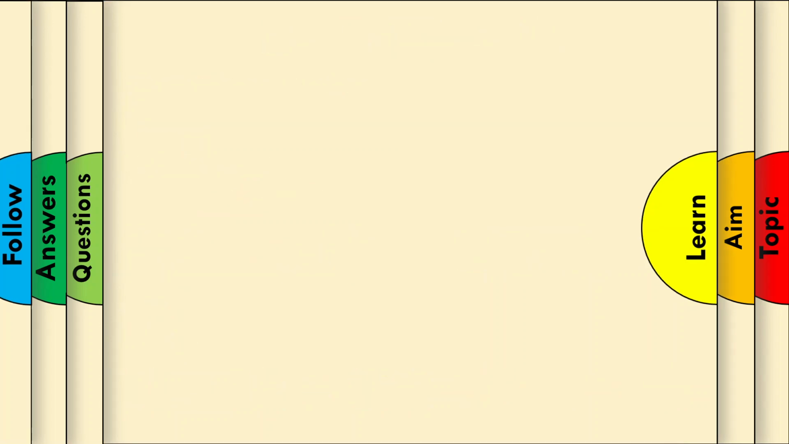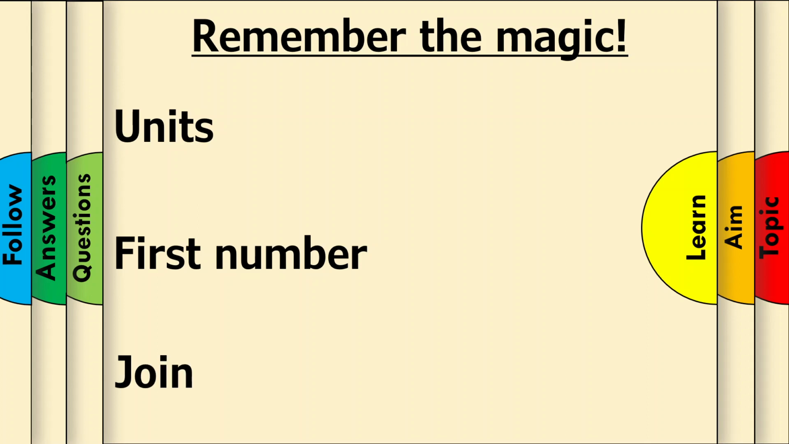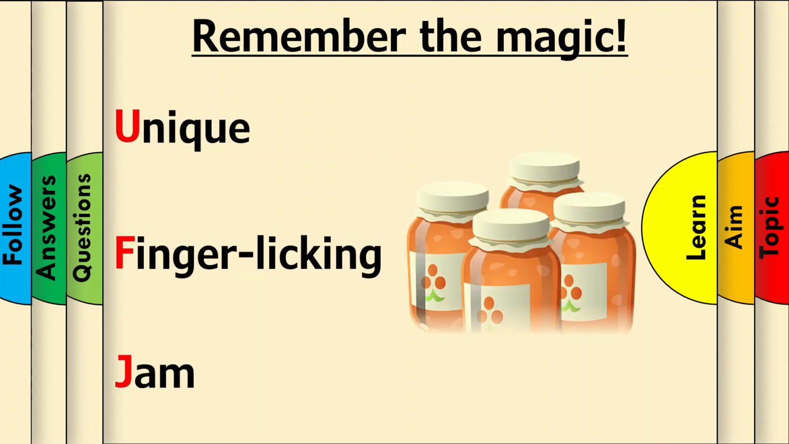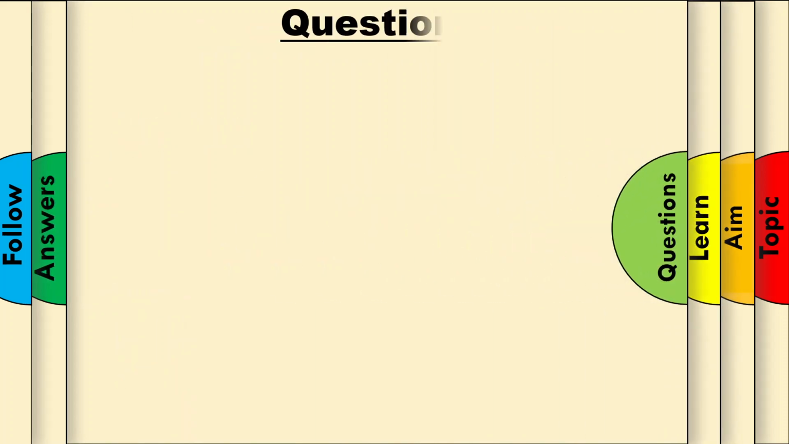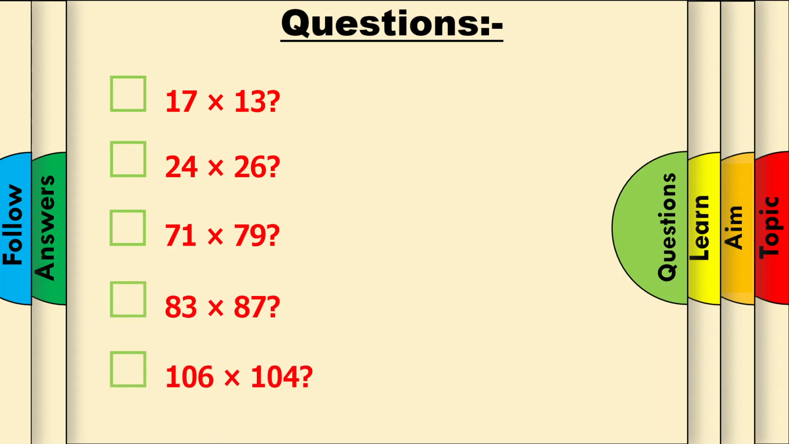Here's how we remember the magic. These are the steps. Multiply the units, the first number times the next consecutive number, and finally join the numbers together. Highlighting the first letter of each step, we get U, F, J. Unique, finger-licking, jam. Delicious. Here are some questions that we've pre-picked using our magic creation process for you to pause and have a go at. After all, practice makes sure your magical performance runs smoothly on the big stage.